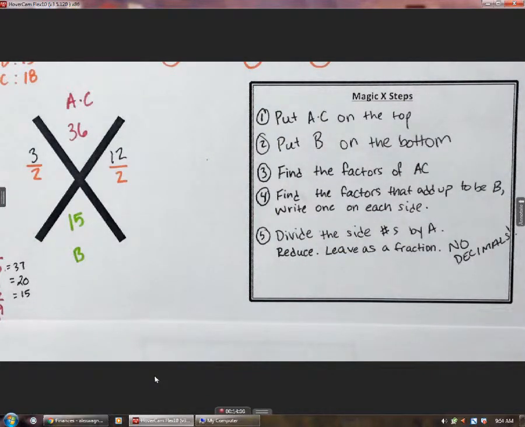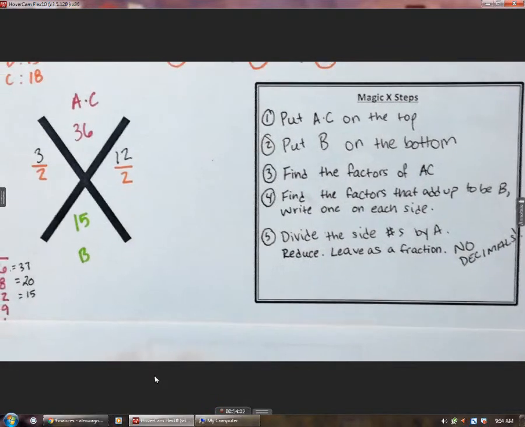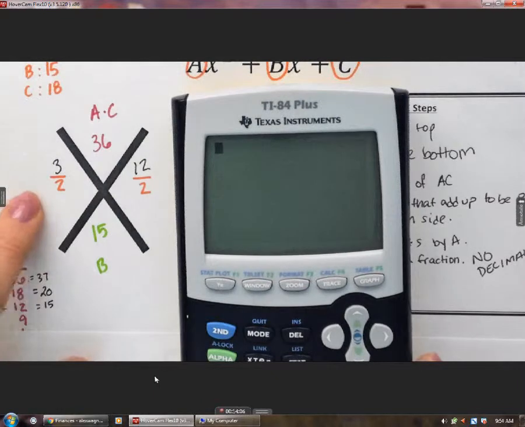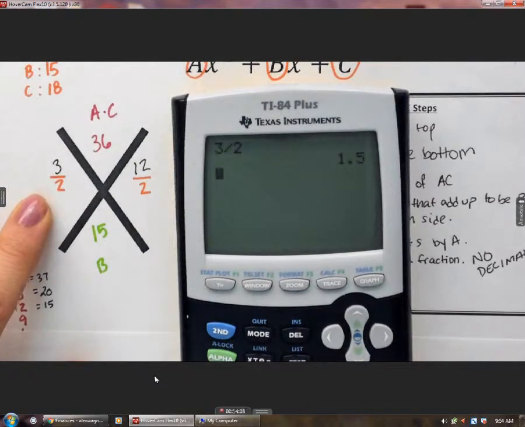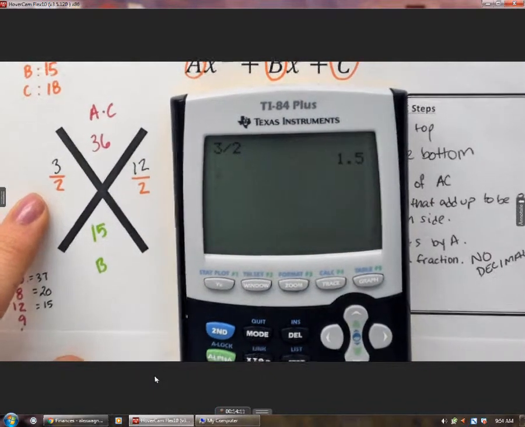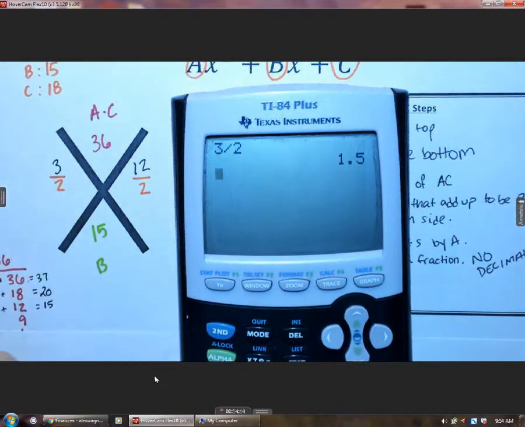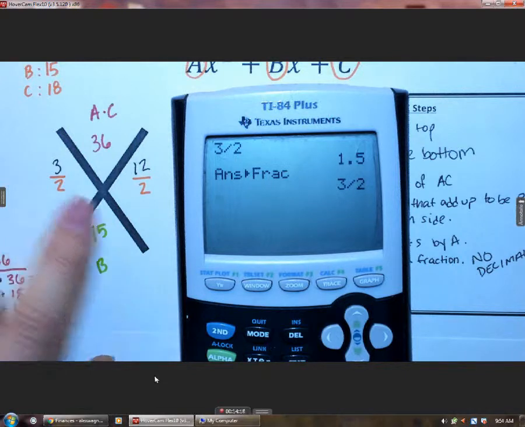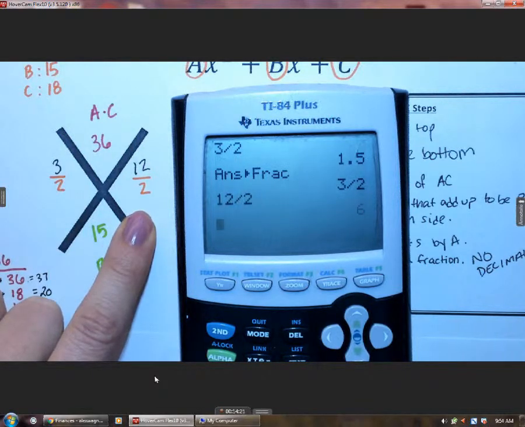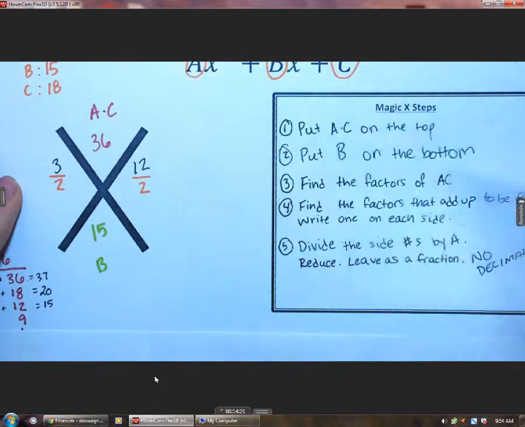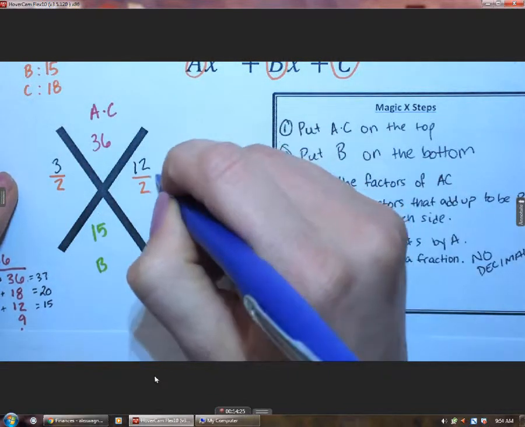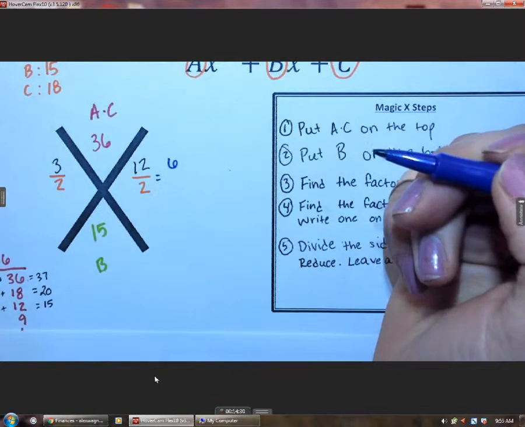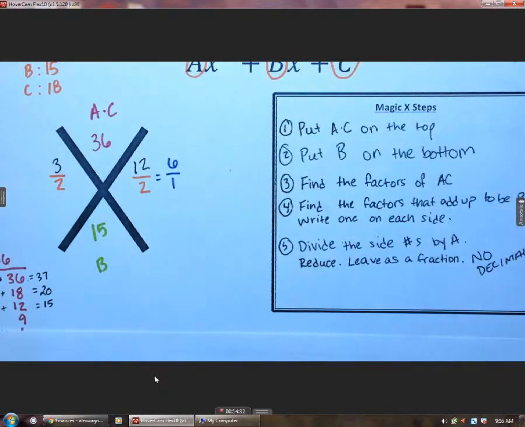The good news is everybody has on your desk in front of you a calculator that will reduce fractions for you. So I know you already know this. You can do this in your head. But 3 divided by 2 is 1.5, but I don't want a decimal. How can I convert it back to a fraction? Good job. So it's 3 over 2. That's not changing. What about 12 divided by 2? 6. That's a whole number. So I'm going to write it over here as 6. But I want 6 to be a fraction. So what? 6 over 1.